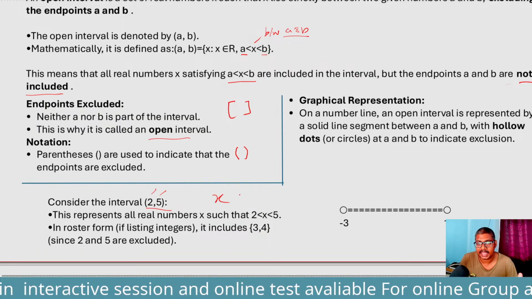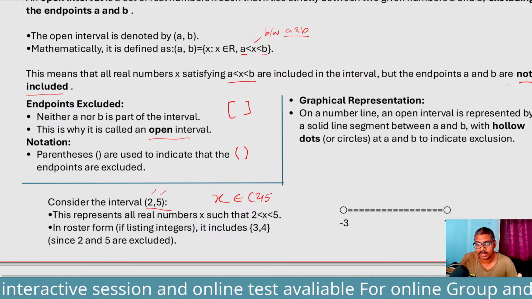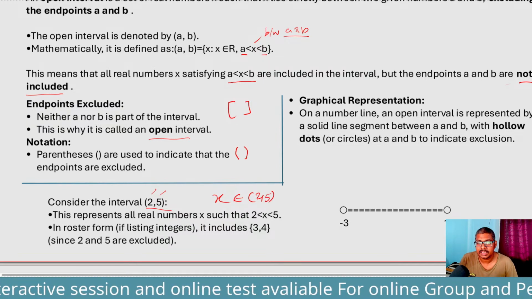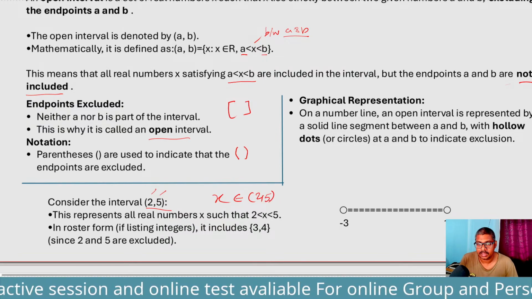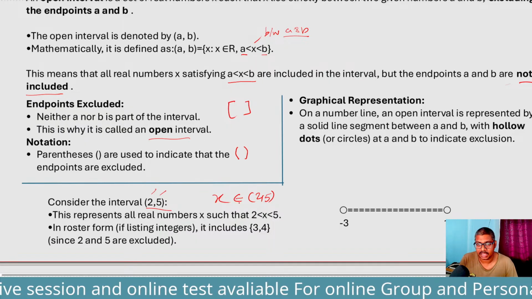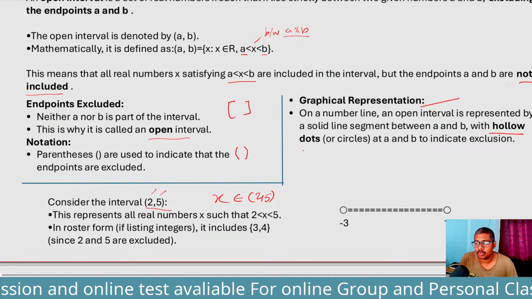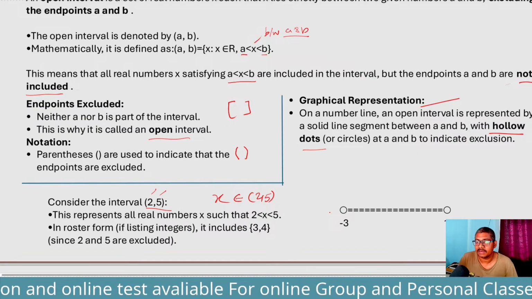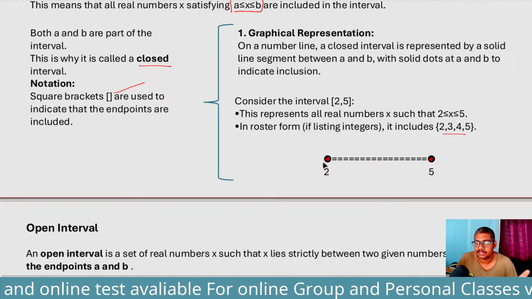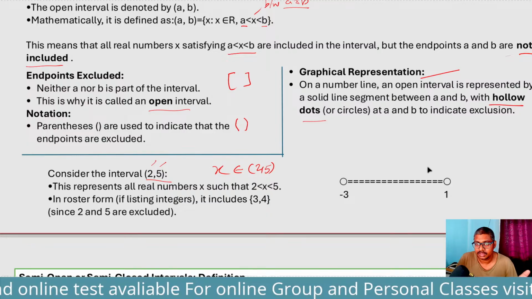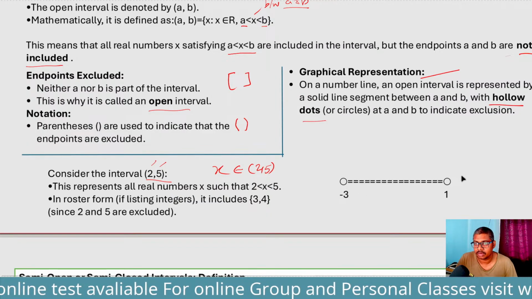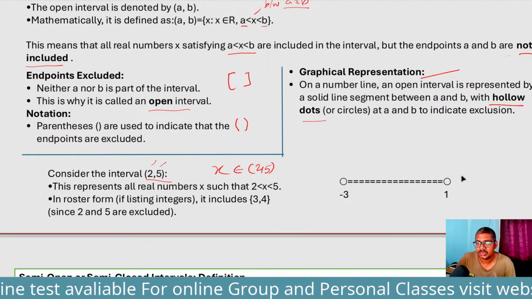If something says x belongs to (2, 5), what does it mean? It means not 2 and not 5. All the numbers between 2 and 5 are part of x. For the graphical representation, you use hollow dots, not filled ones. Like in the previous one, where the dot was completely filled, but here it's hollow. So it's saying that it's exclusion.